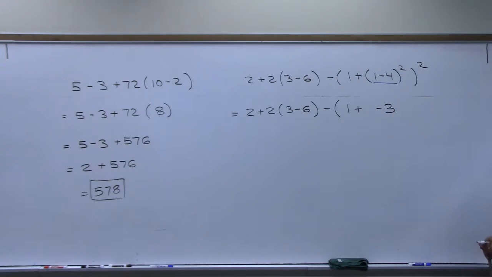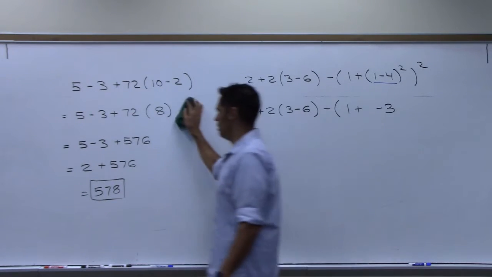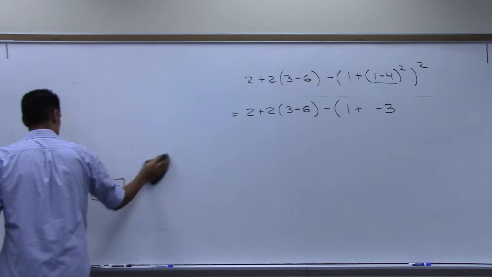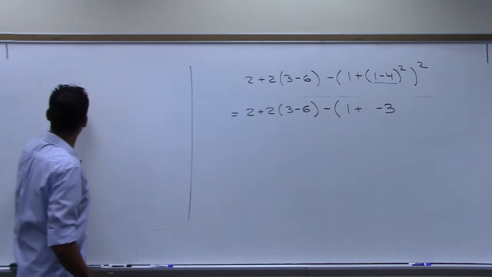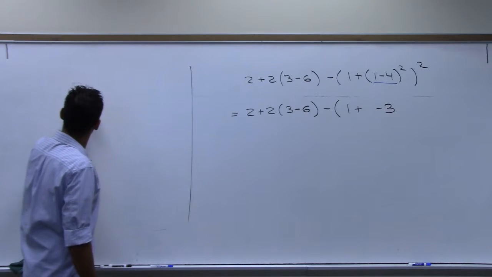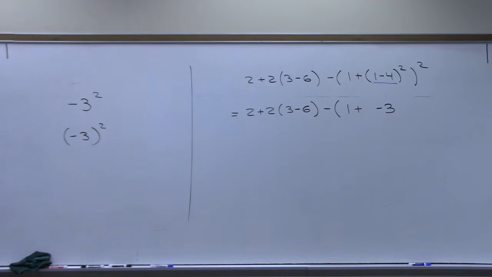Now this is where things get a little tricky. Because what are you supposed to do with this negative 3 after you determine what it is? You're supposed to square it, right? So I'm gonna finish this, but I want to ask you a question. Over here, separate thought. Is there a difference between this and this? Are these the same answer, or are these different answers?